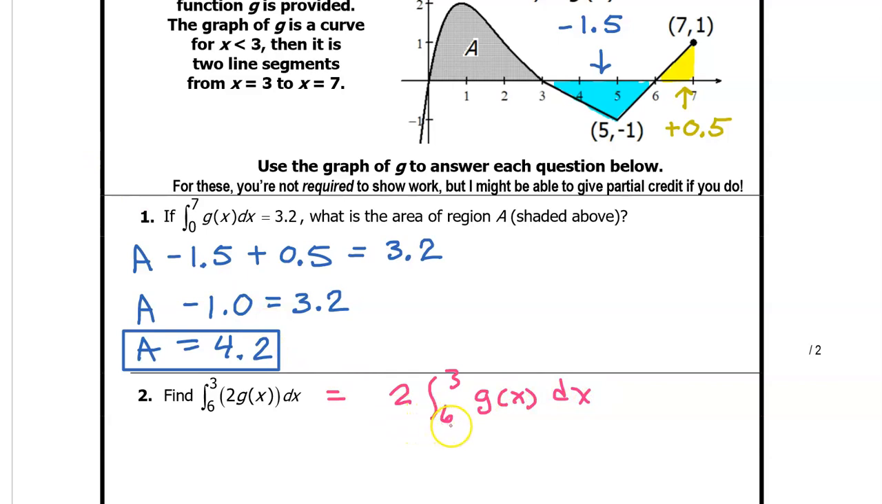Secondly, notice that the limits of integration are sort of backwards. We're integrating from 6 to 3. That's from big to small. We normally integrate from least to greatest.